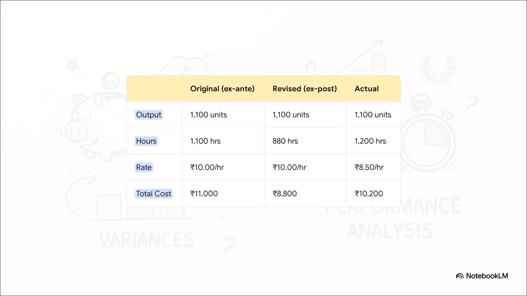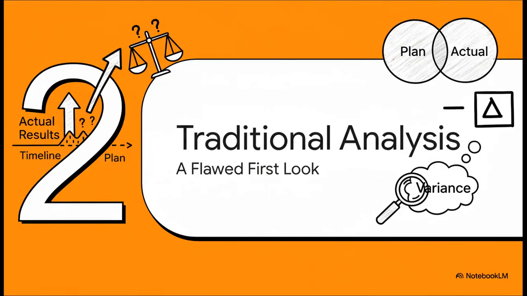Okay, so this table lays out the whole situation for us. On the left, you've got the original standard. Think of this as the ex-ante budget, the one they made before the year kicked off. In the middle is the revised standard, the ex-post view. This is what the budget should have been once they accounted for that new, more efficient technology. And on the right, you've got the actual results, what really went down. And here's the absolute game changer. Look at the hours. The expectation dropped from 1,100 all the way down to 880. That's huge.